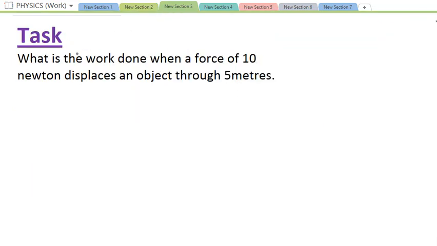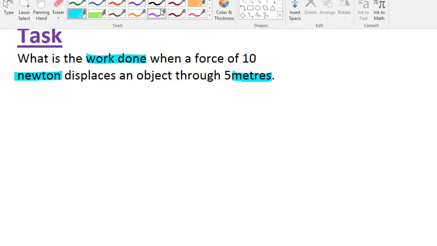Okay, so what is the work done when a force of 10 newtons displaces an object through 5 meters? Now, one thing you need to know in physics is that the units should tell you what they are. So now I am seeing, I just want to highlight this, I have newton. Newton is telling me force. I also have meter, and that is telling me distance. And the question is asking me what is the work done. So I don't know what the work done is. So analyze your question before solving. That's going to help you a lot.